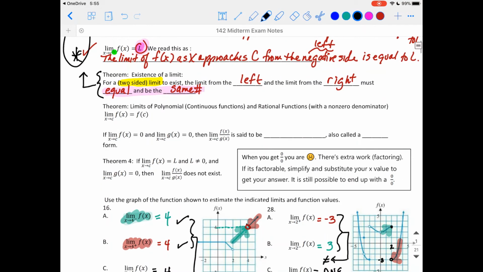Now, the next theorem says limits of polynomials, which are continuous functions from your previous math days, and rational functions, which are technically just fractions with equations in them. And the rational function, obviously, you can't divide by 0. So the limit of f of x as x approaches c, so I'm right here, is just f of c. So what does that mean? It really just means to substitute c wherever you see x to get your answer.